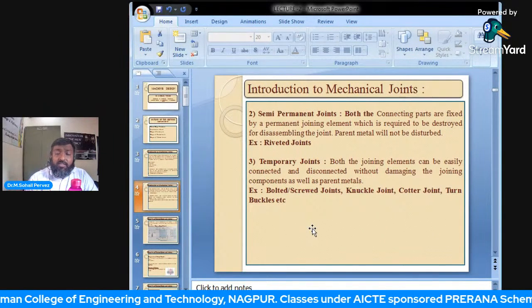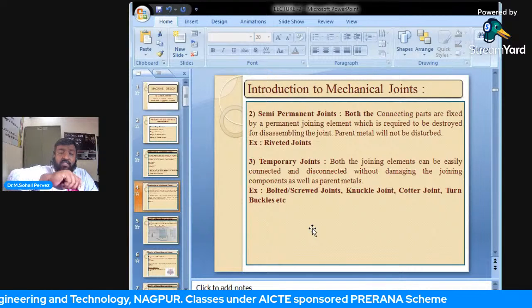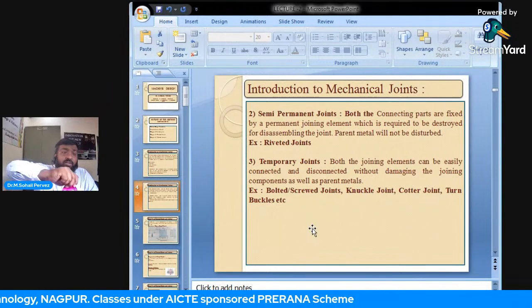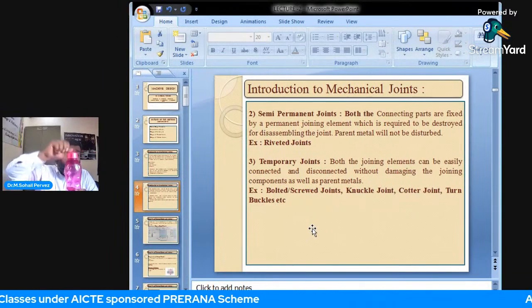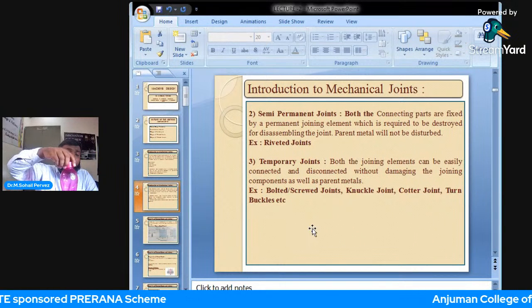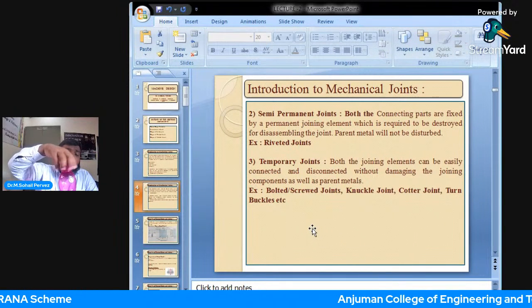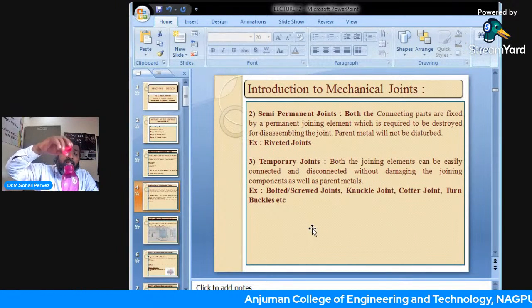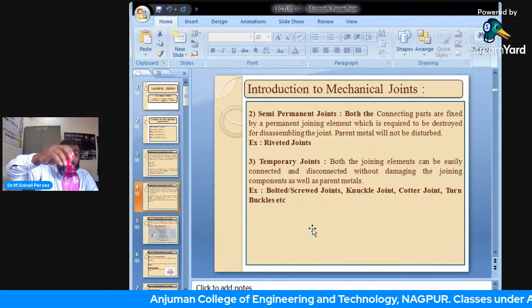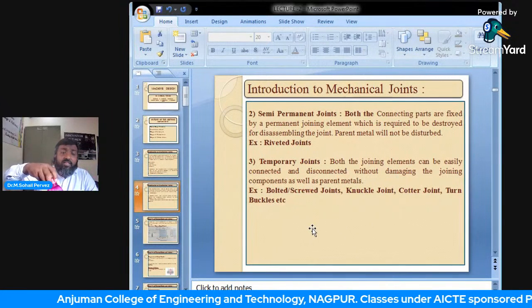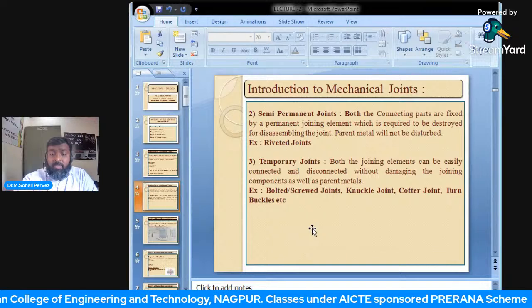Now just see this bottle. This is basically the joint. If I want to dismantle or disassemble it, it is very easy for me. Neither the joining element nor the parent metal is getting hurt or destroyed. This is known as a temporary joint.